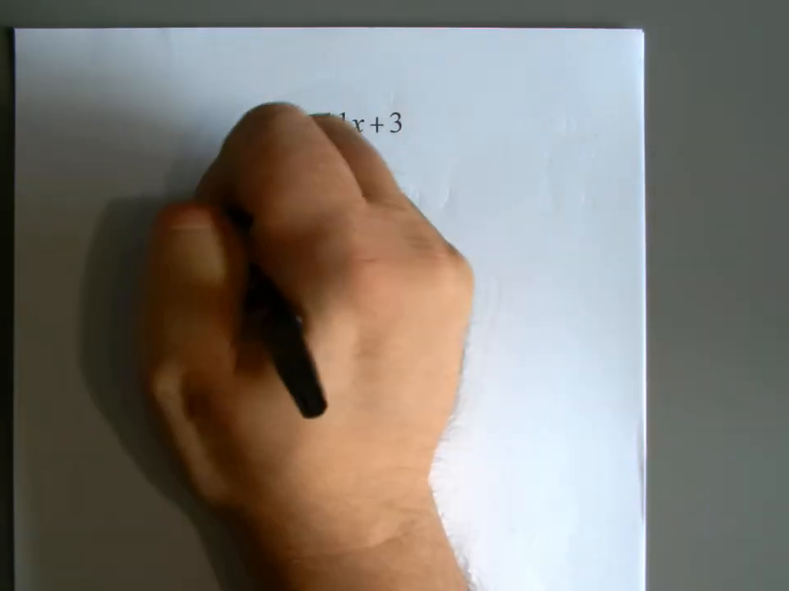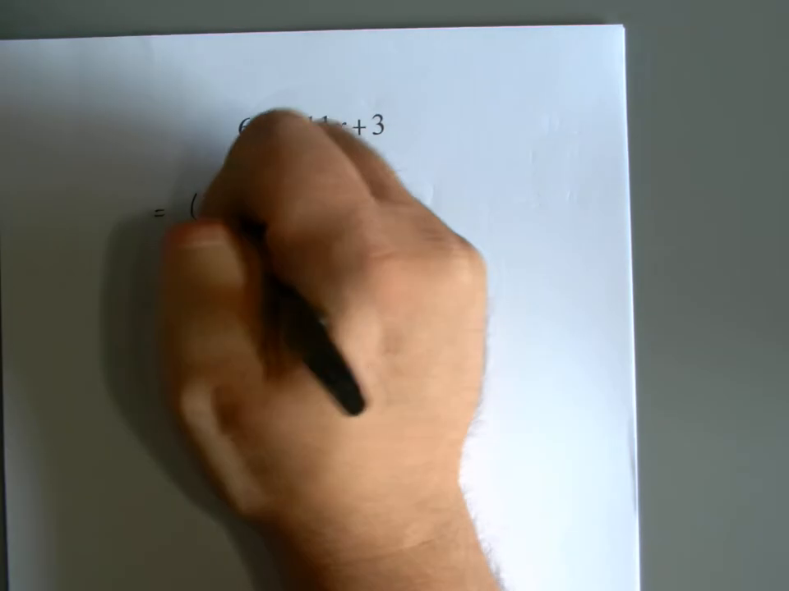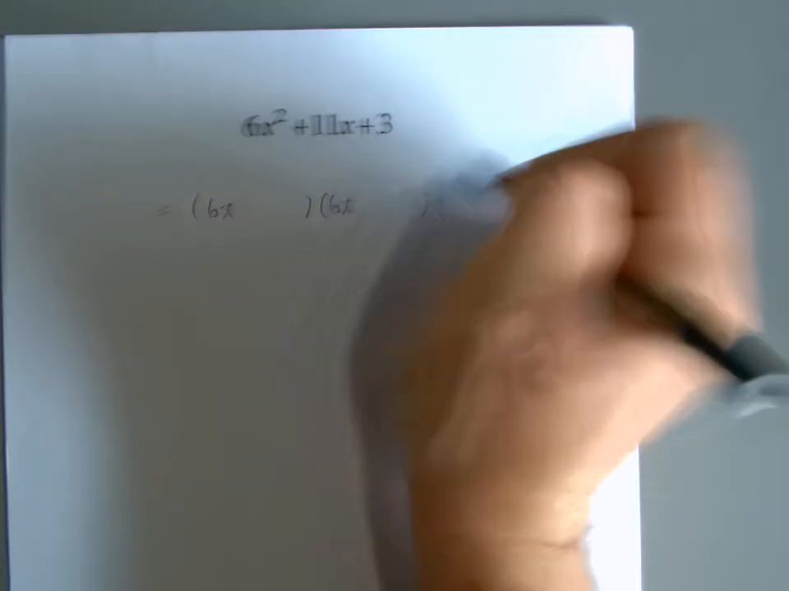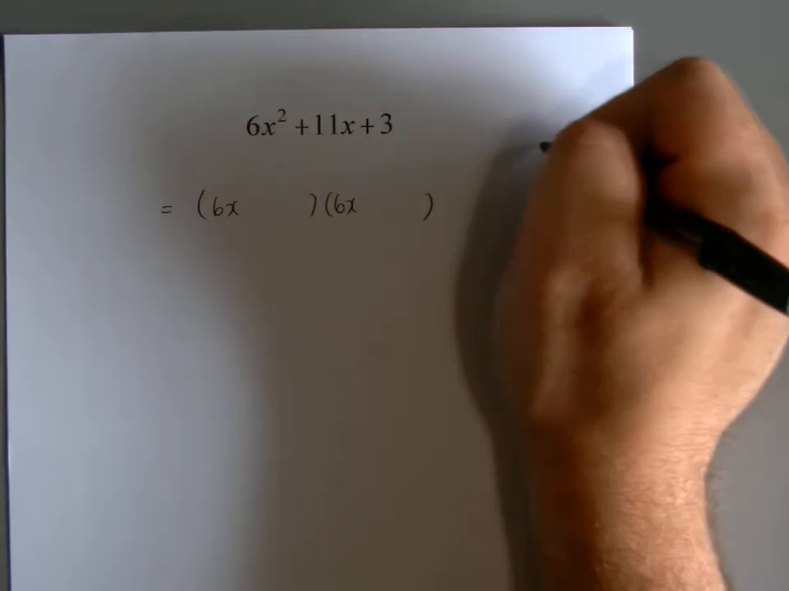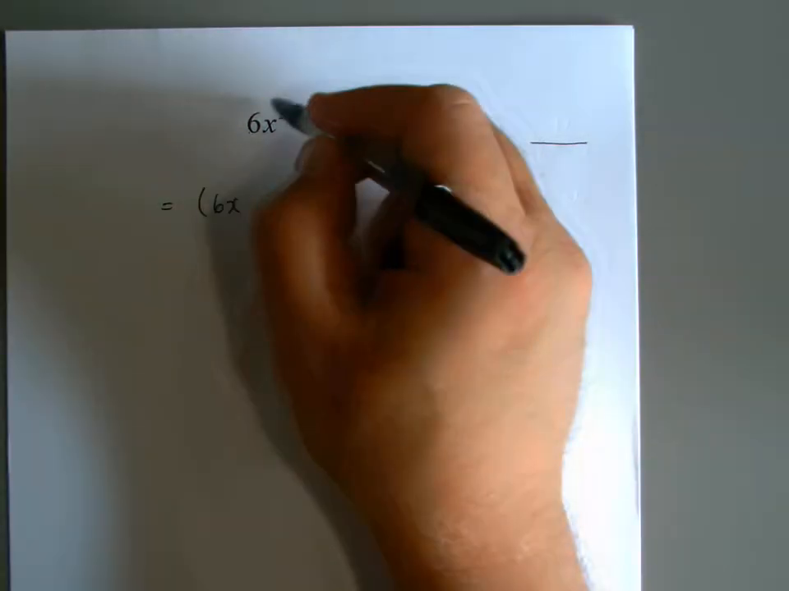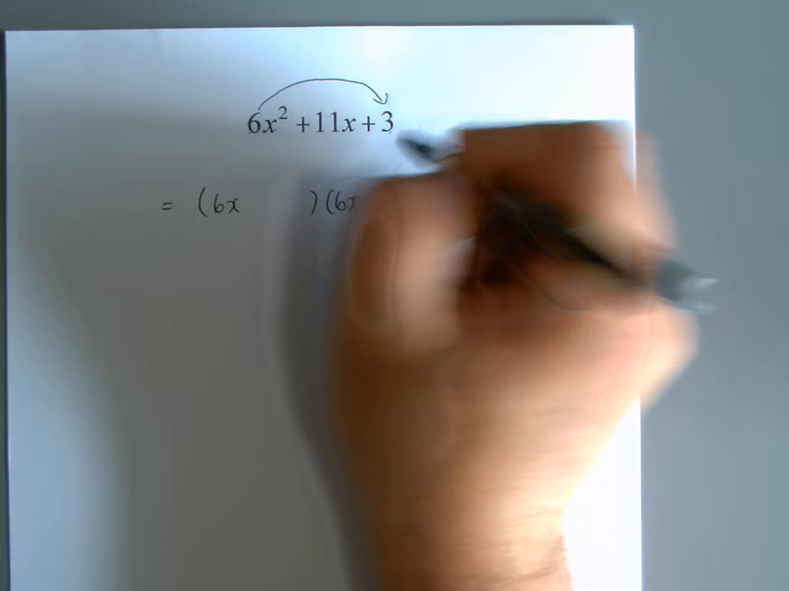In this one, we've got 6x² + 11x + 3. So a number greater than 1 here. Remember the method now is that you put 6x in both brackets. And then when we look for what they multiply to give, remember it's not that n number there, you've got to multiply the first number there by that n number there.